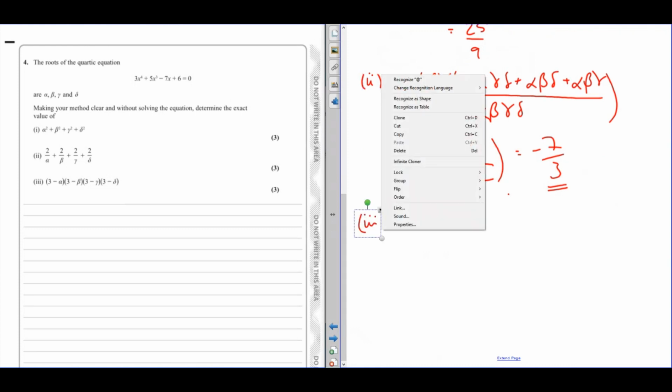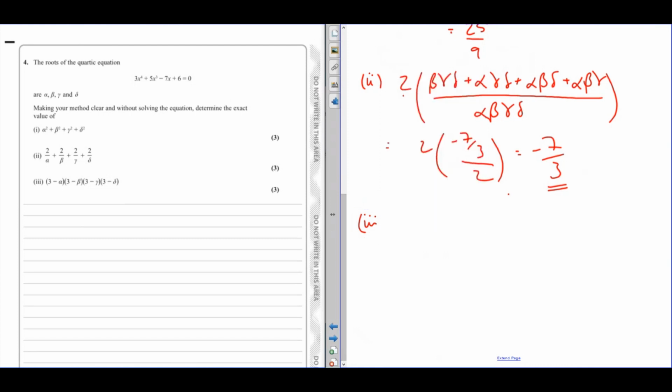Finally, it asks for 3 minus each of the roots all multiplied together. With all of these, actually, you've got options. You could have come up with new quartics for each of these. The first one would be very difficult, but you could come up with new quartics, especially for this last one, which has roots related to this, or you could expand this out and use your standard results. So that is what I'm going to do here.